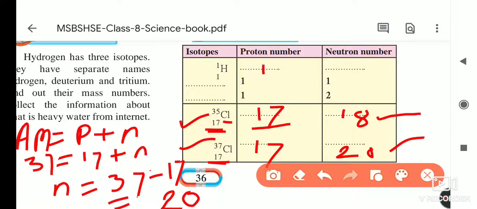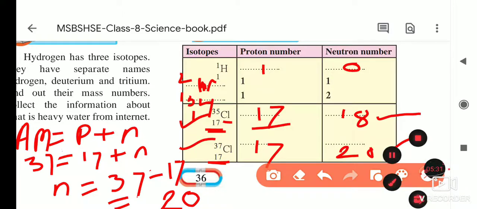And for protons, I will fill the box so you will understand it. H 2 1, and here H 3 1. So all of you write down this box. If you understand it, it's very easy, and you will definitely understand it.